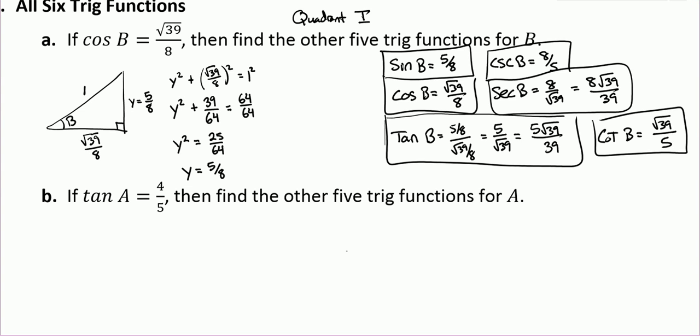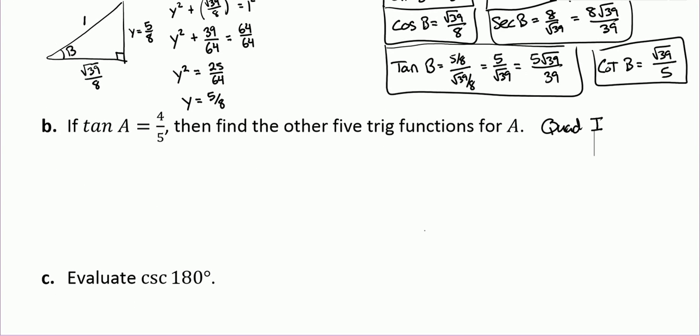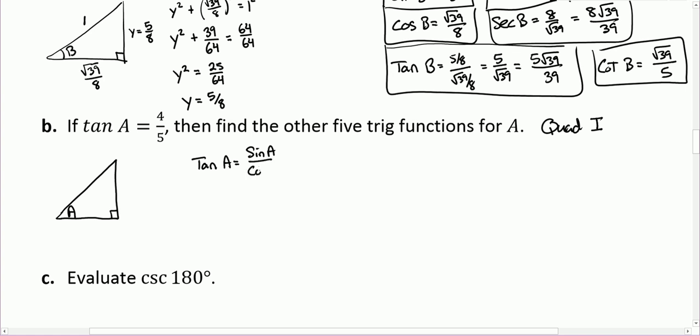Part B. If tangent of A is 4/5, then find the other 5 trig functions for A. Again, we're going to assume we're working in quadrant 1, because tangent is positive in both quadrant 1 and quadrant 3, and depending on what quadrant you're in, it's going to matter for if our sine and cosine are positive or negative. So here's what we know. I'm going to draw a right triangle, and let's label this angle A. And we know that the tangent of A is equal to the sine of A over the cosine of A. And we know that ratio is going to be 4/5.